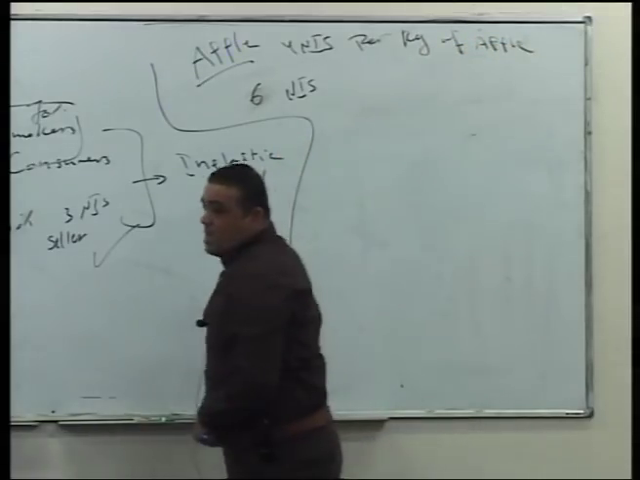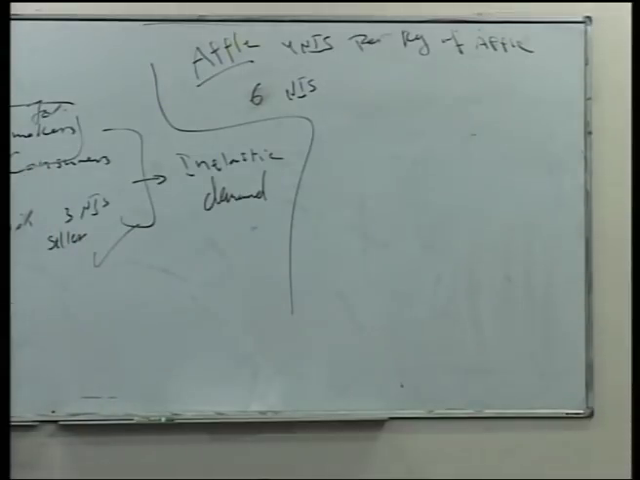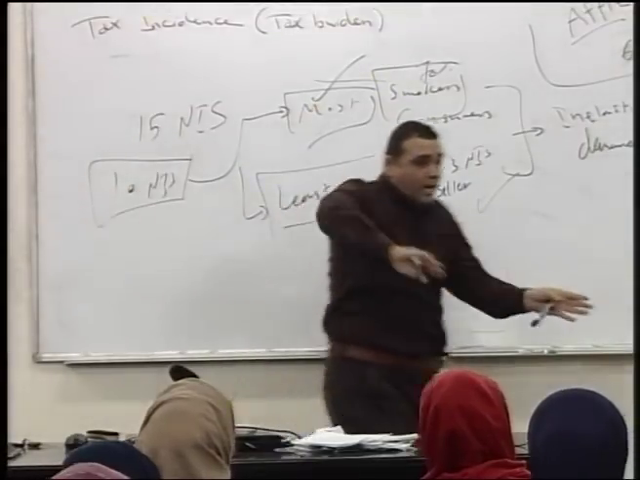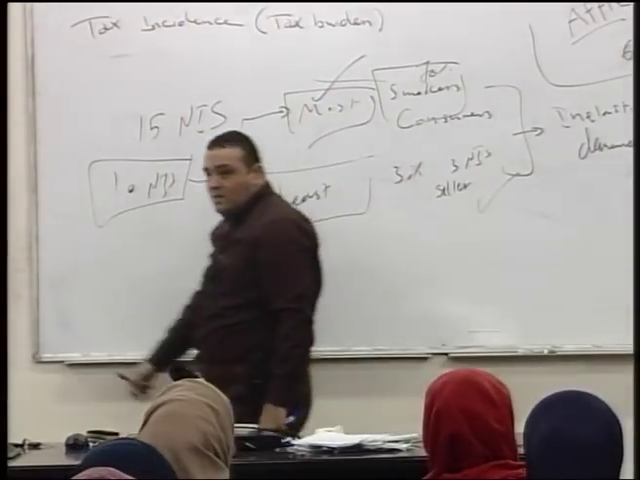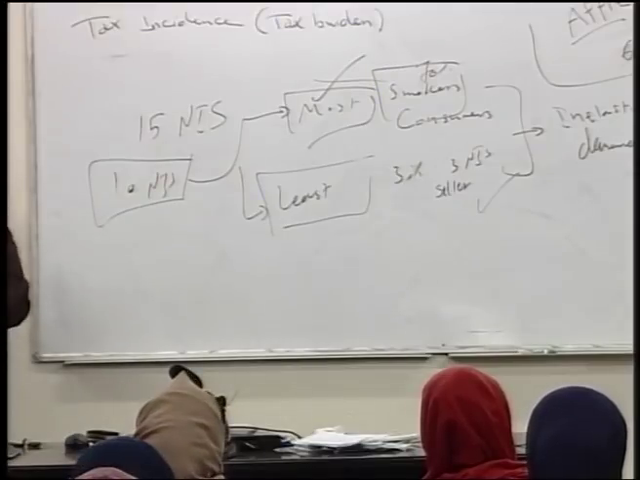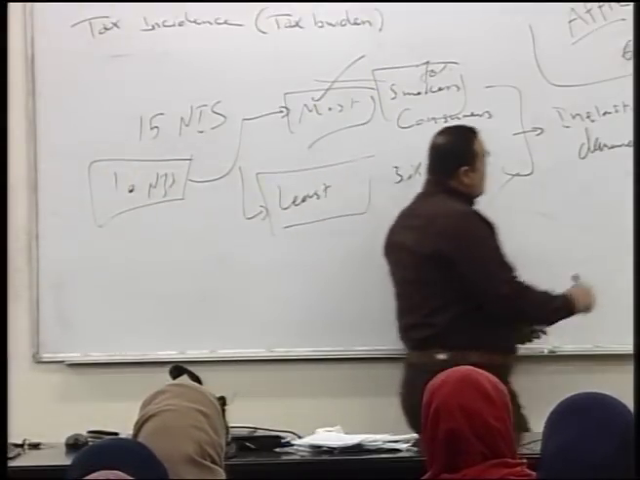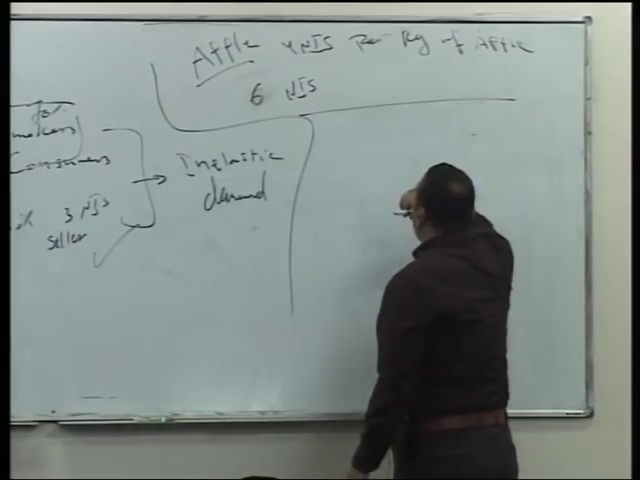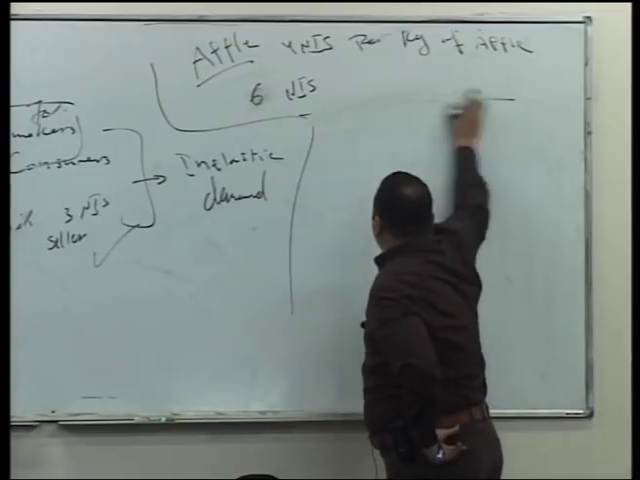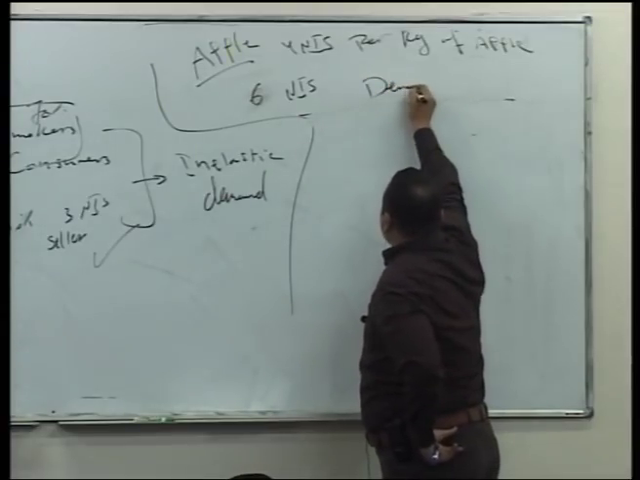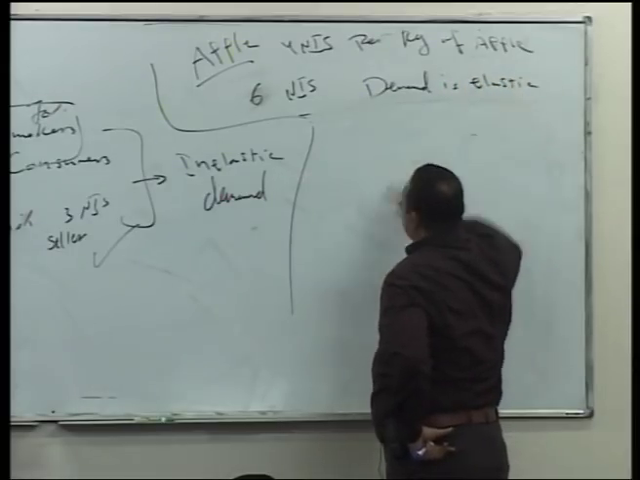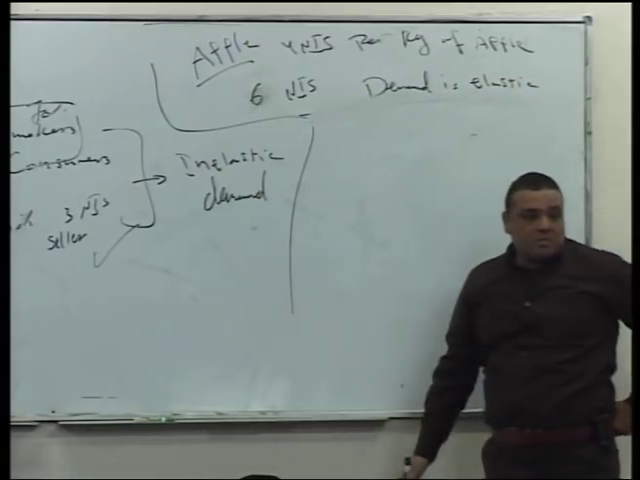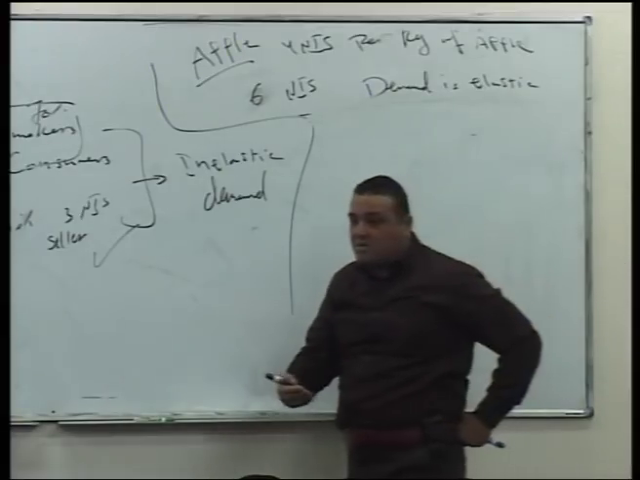What will happen? Who will bear the most of the tax burden? The seller, because the consumer will leave the product and try to buy something else, like orange, like banana. So here, the demand is elastic, which means the product has many substitutes.